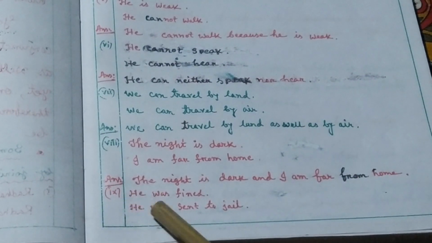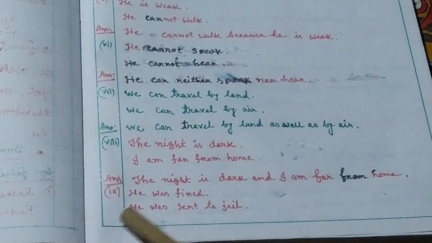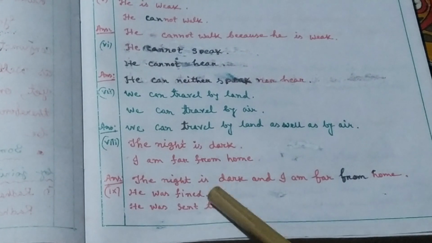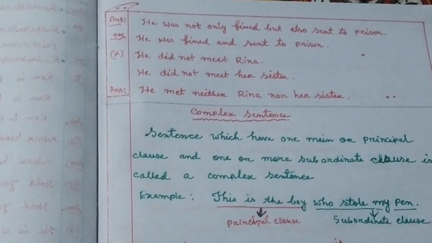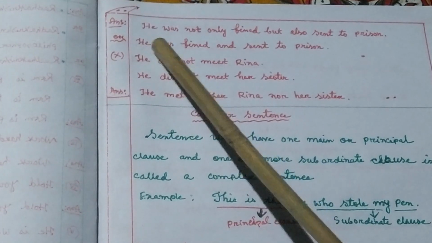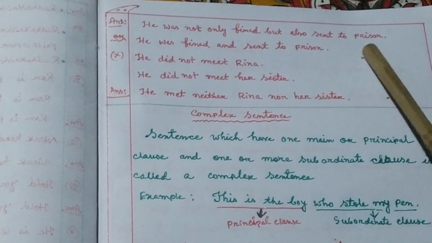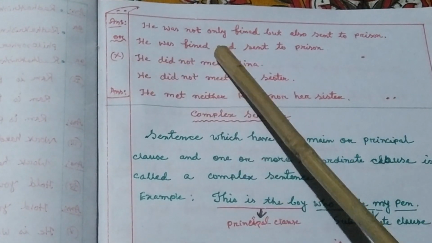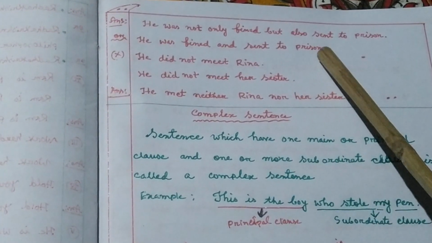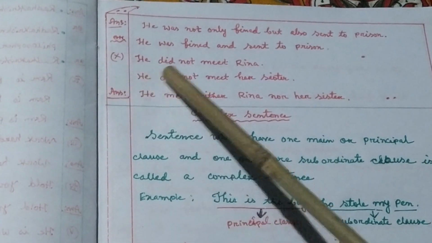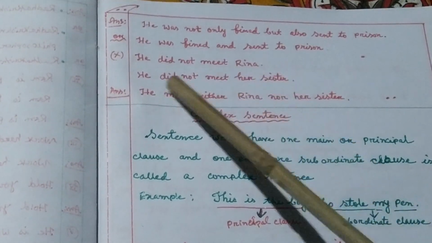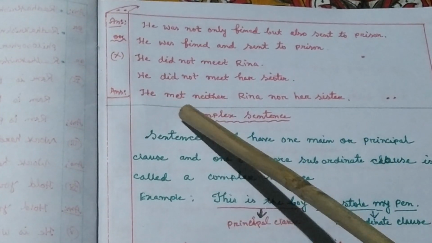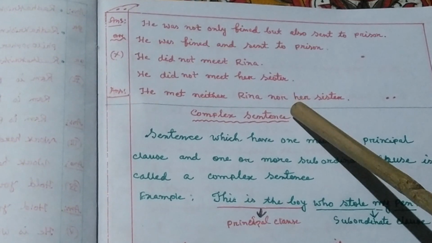Next, number 9, he was fined. He was sent to jail. These two simple sentences. Now students, the answer is he was not only fined but also sent to prison or jail. Or he was fined and sent to prison. Next, number 10, he did not meet Rina. He did not meet her sister. So the answer is he met neither Rina nor her sister.